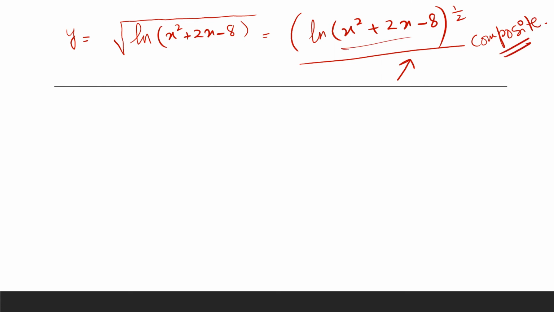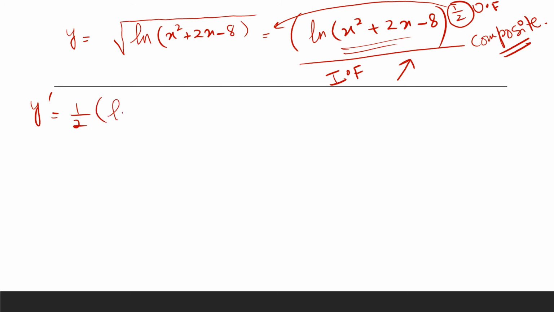Containing the inner function and the outer function. So here the outer function is your power. So here we apply the power rule, along with the chain rule. Okay, so bring the half before the function, half.